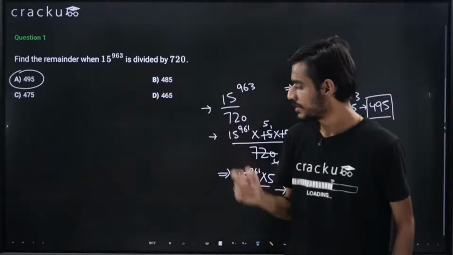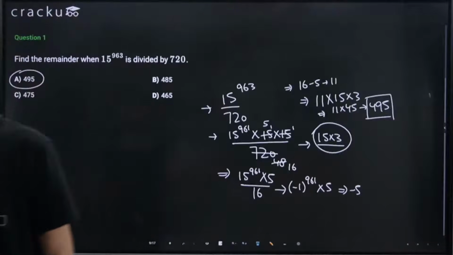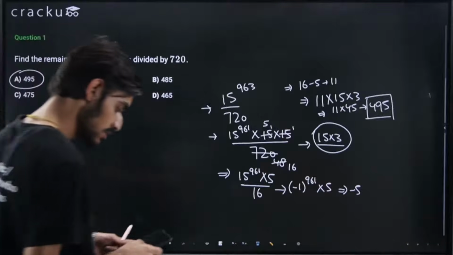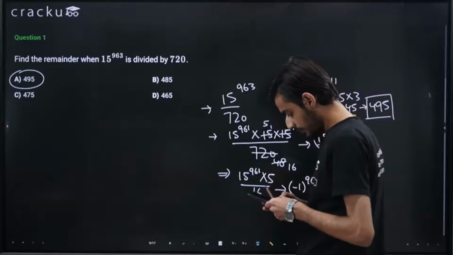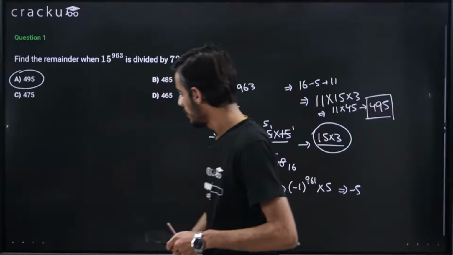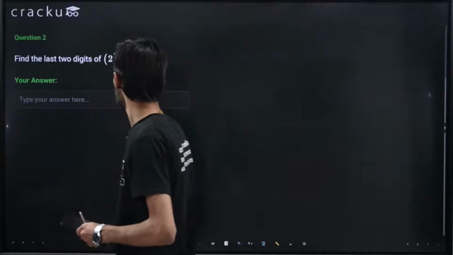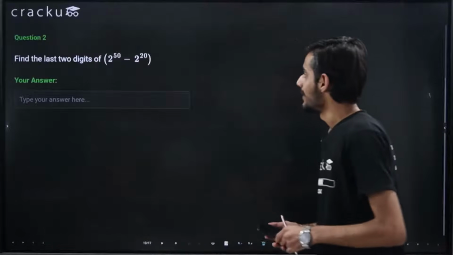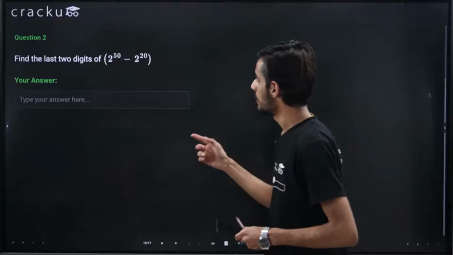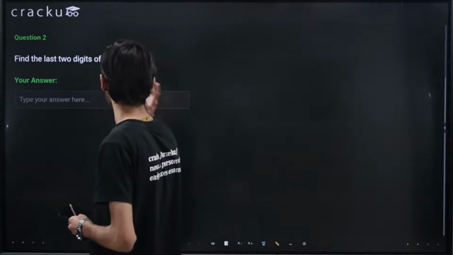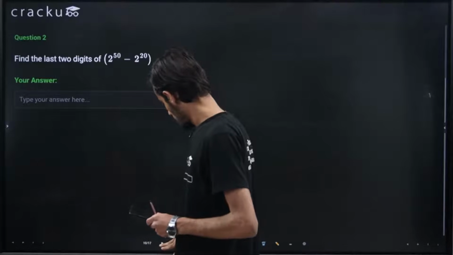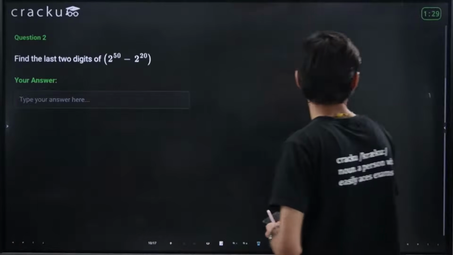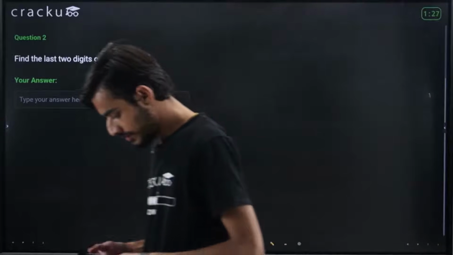If you have any doubts, you can ask in the chat box. If you don't have any doubts, we can move ahead to this question. You need to find the last two digits of this term, that is 2 raised to power 50 minus 2 raised to power 20. Try this question. You have 90 seconds for this.